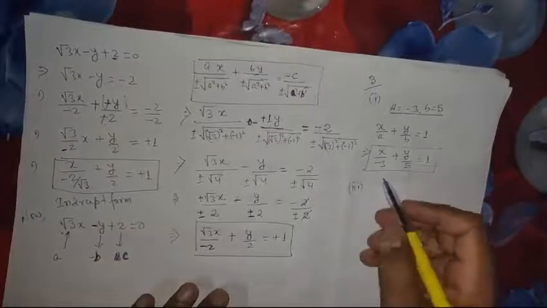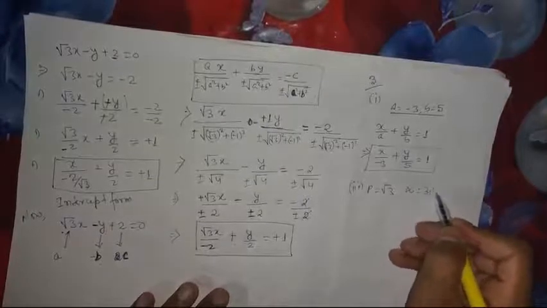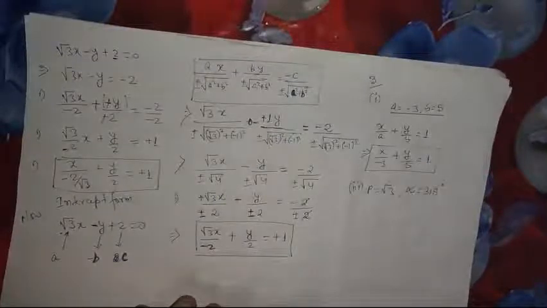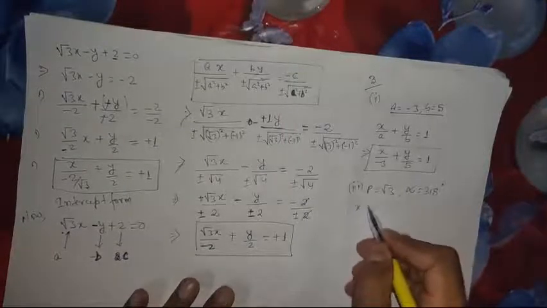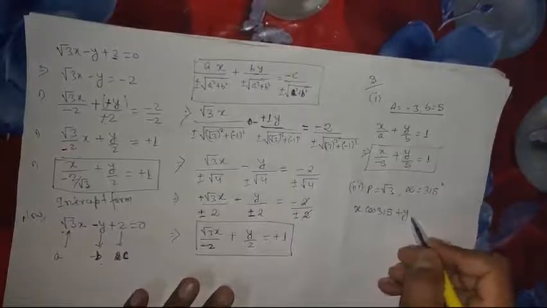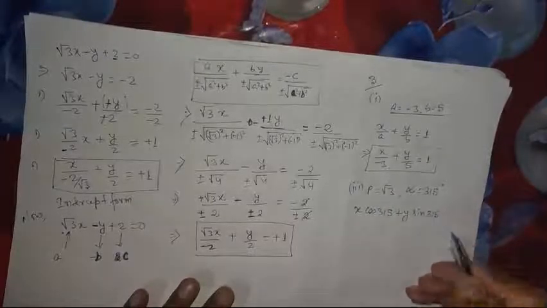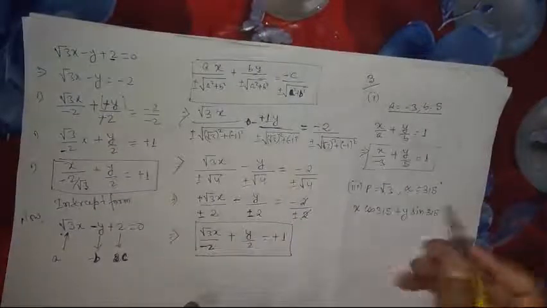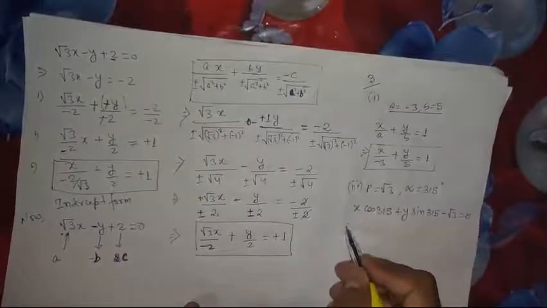Number 3c, very interesting question. p is given as root 3 and alpha is given as 315 degree. So for this we know the equation of a straight line, right? It will be x cos 315 plus y sine 315 equal to p, and p is given as root 3. So just solve this out.